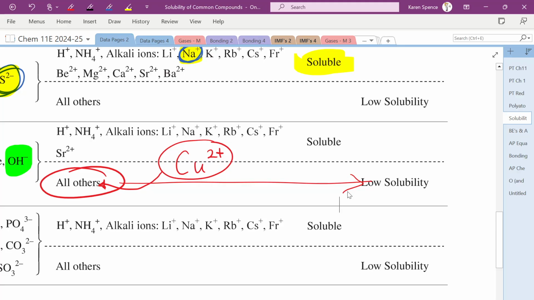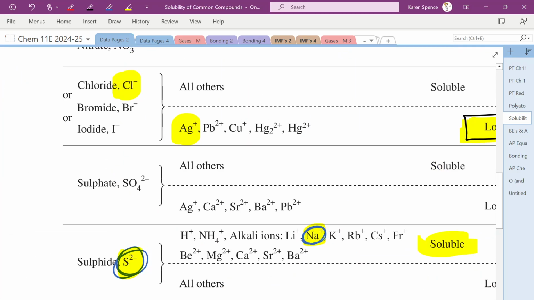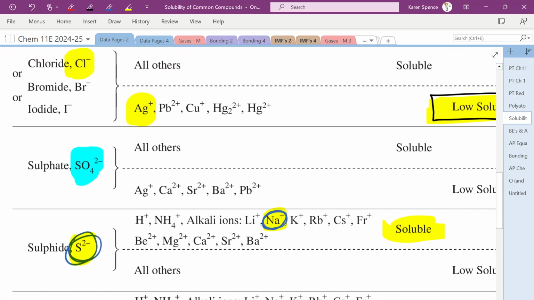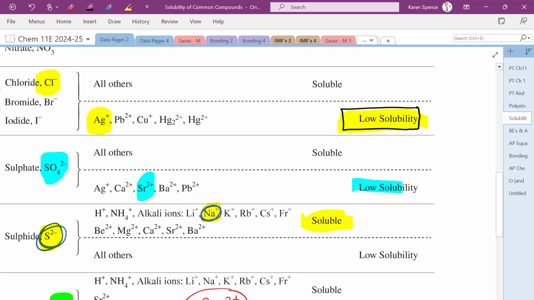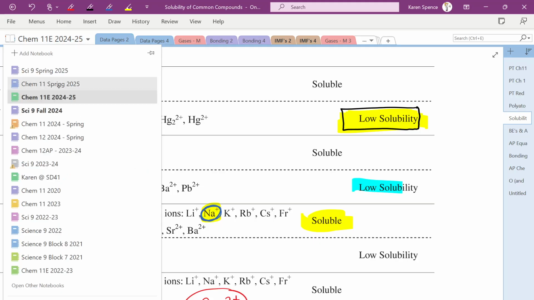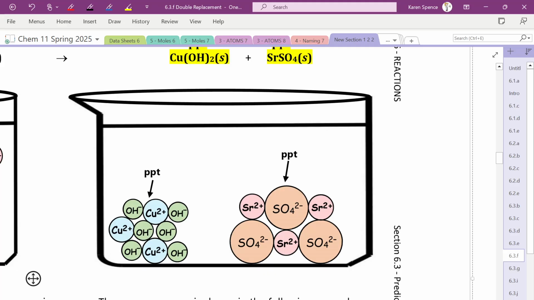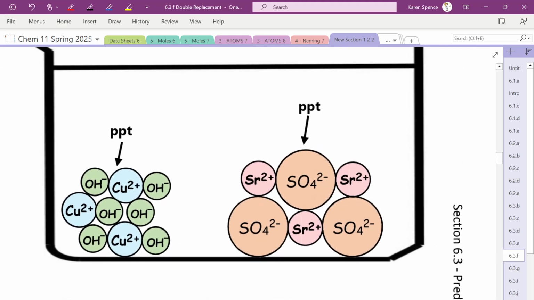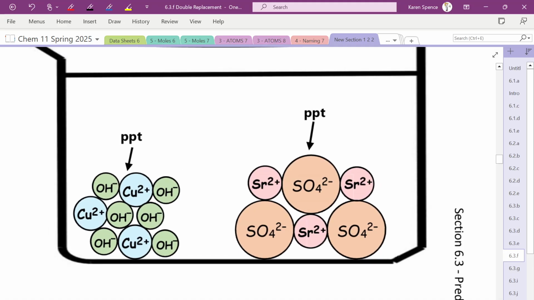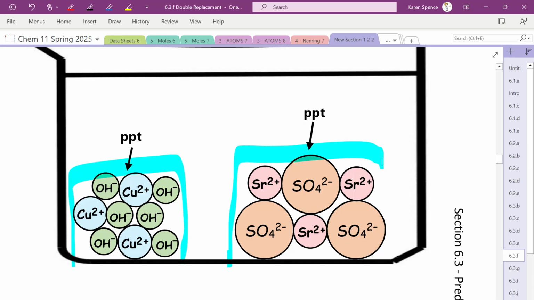Our other compound was strontium sulfate. So let's go find sulfate. Here's sulfate. Sulfate with strontium is also low solubility. And so that means it is also going to be a solid. So when we go and look at our products, you can see everybody has formed a precipitate. Okay, we got precipitate number 1, we got precipitate number 2. This is a solid, this is a solid.